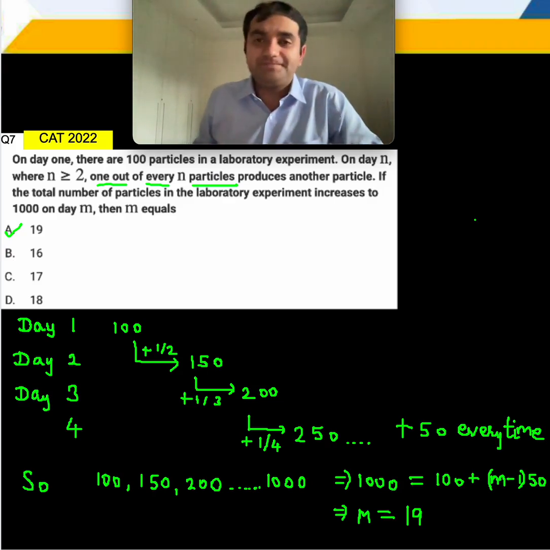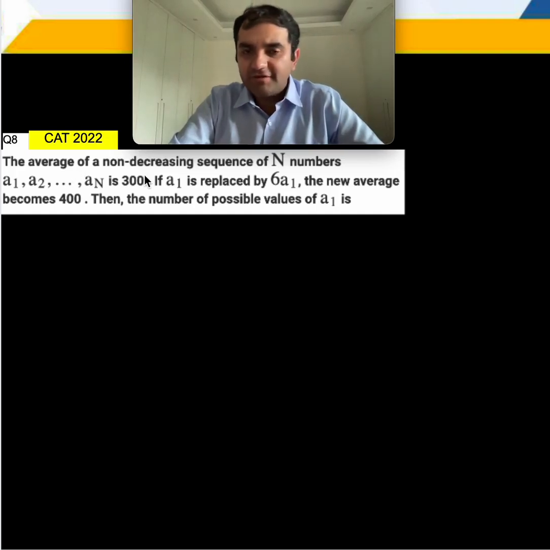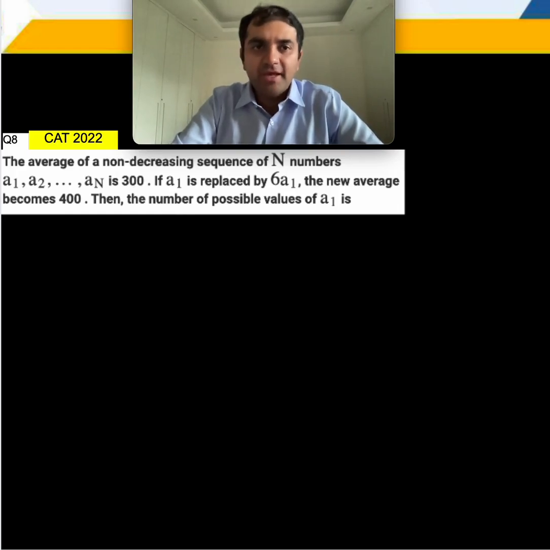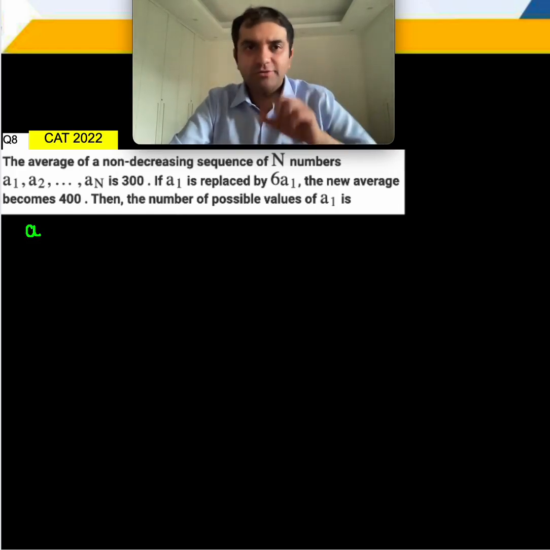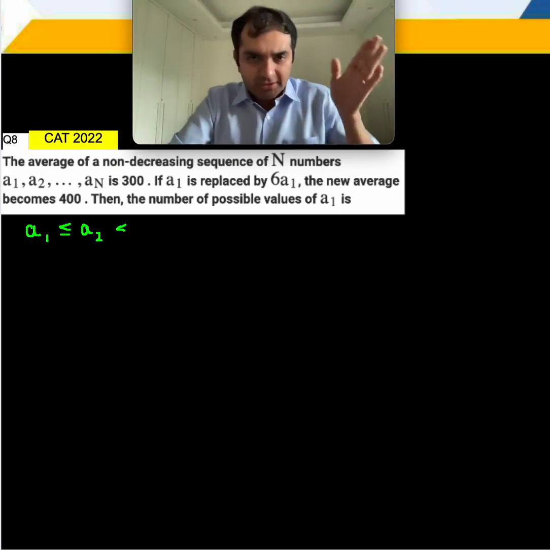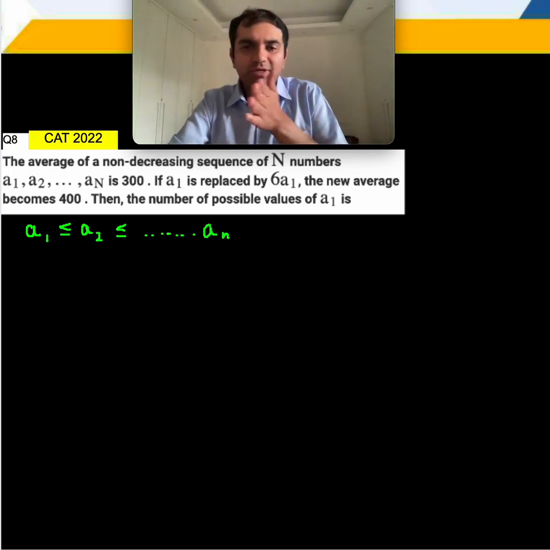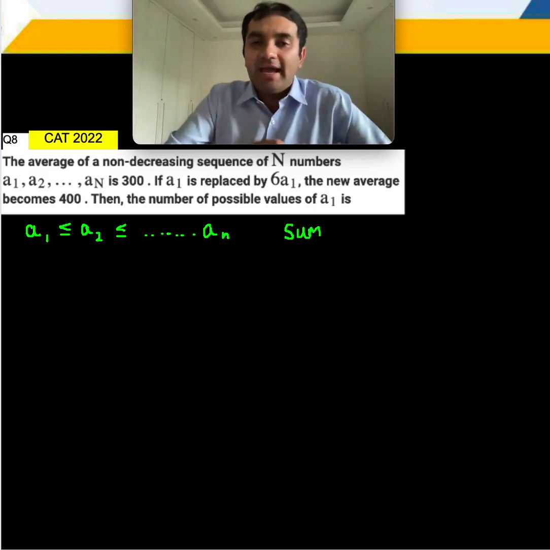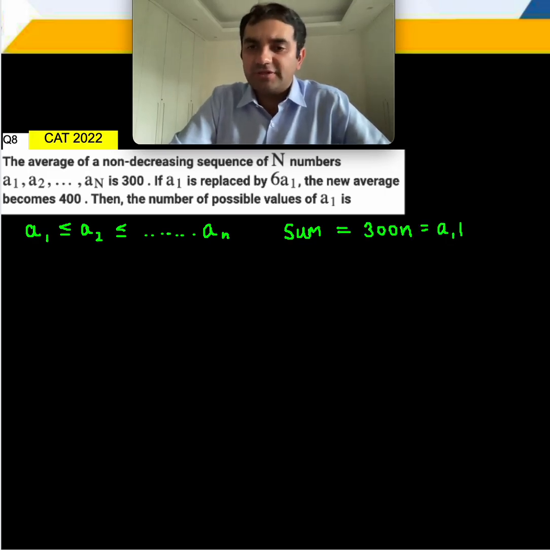Excuse me. Question from averages. You have the average of a non-decreasing sequence of n numbers to be 300. So non-decreasing means all the values can be equal, or the sequence could be increasing. It will either be constant or increasing. So a1 will be less than equal to a2, less than equal to up till an, and that's your sequence of numbers, and the sum of terms will be n x bar, right? Number of terms into average value, n into 300. So 300n is equal to the sum of values a1, a2, a3 up till an.